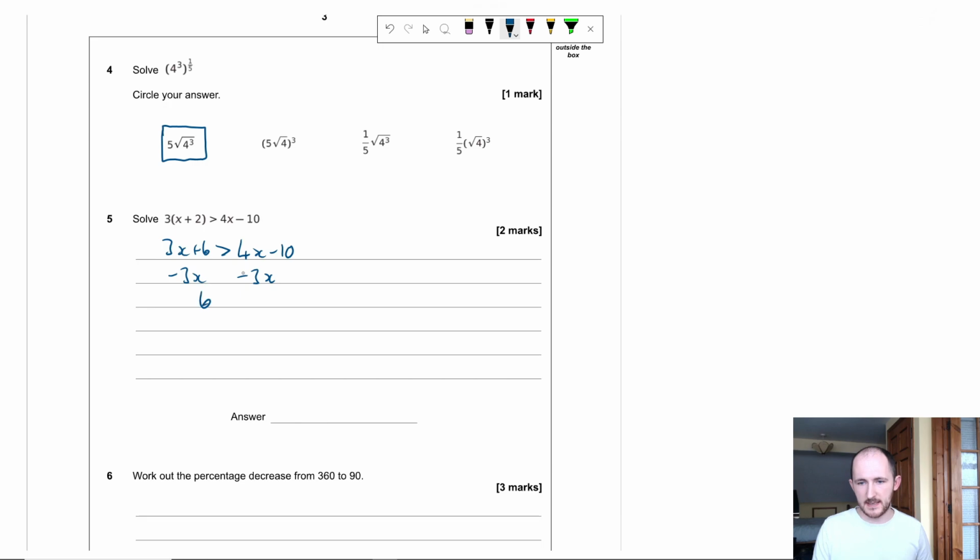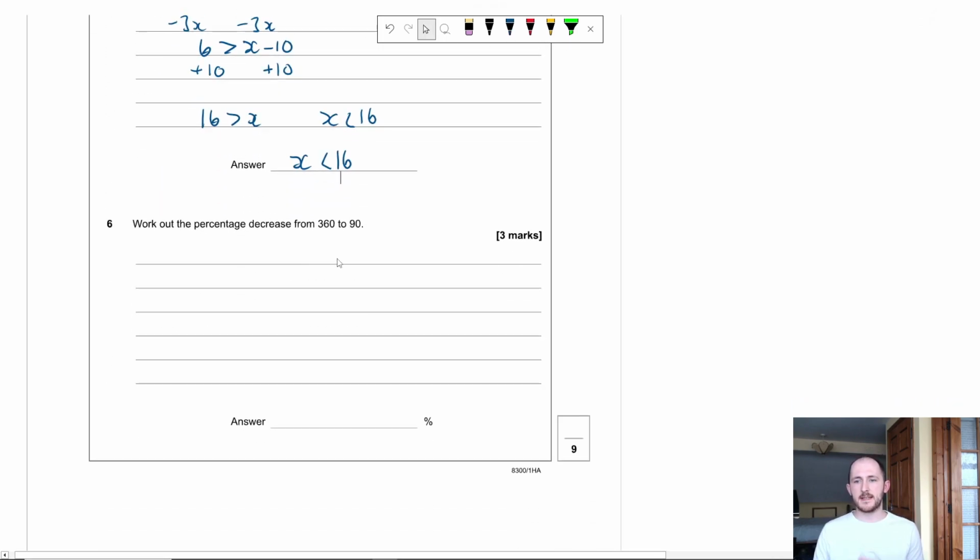So now we have 6 is greater than 4x minus 3x, which is just x minus 10. So what's stopping the x from being by itself? It's that minus 10. The opposite of minus 10 is adding 10. So we have 16 is greater than x. The other way you can write that is x is less than 16. Either way round would give you the full 2 marks.